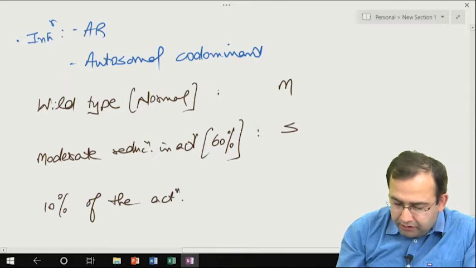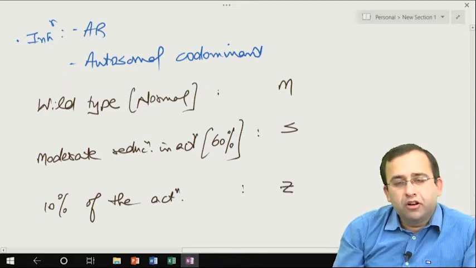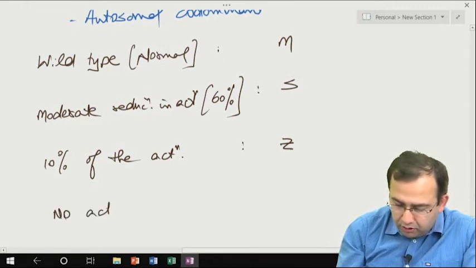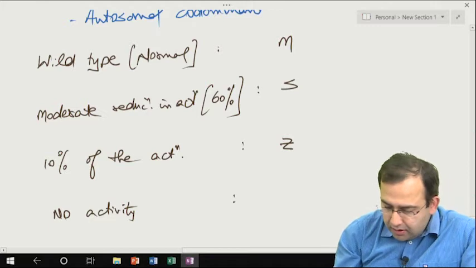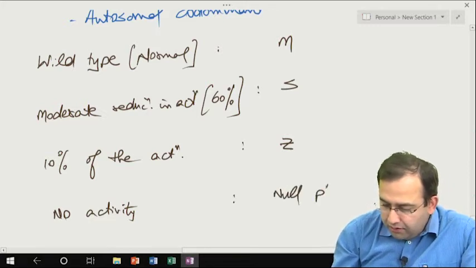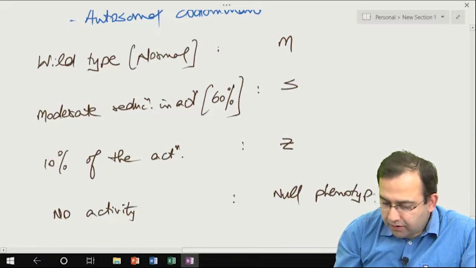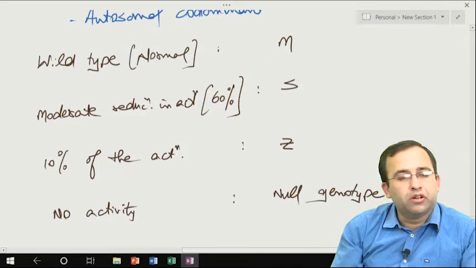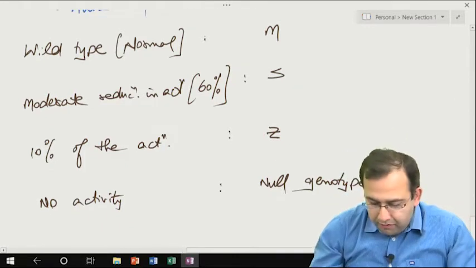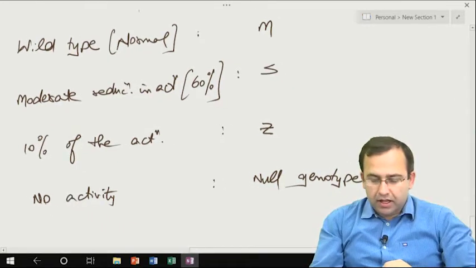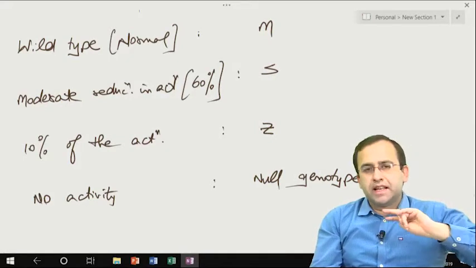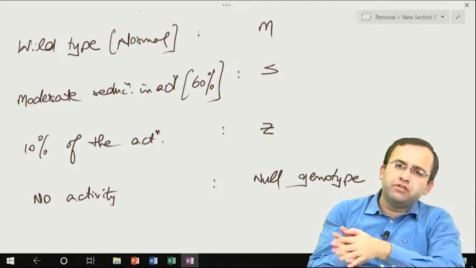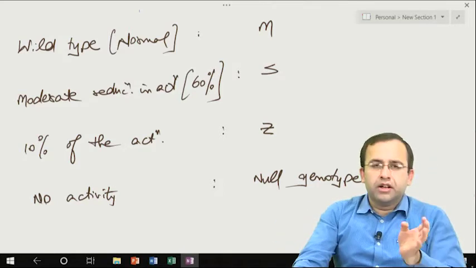10% of the activity is by the Z type, and no activity is the null genotype. Easy to remember: wild type or normal is M. Moderate reduction is S. My name is Sushant. I always remember it as I'm a moderately nice guy. I'm neither very nice nor very bad. Moderate reduction S. 10% Z.